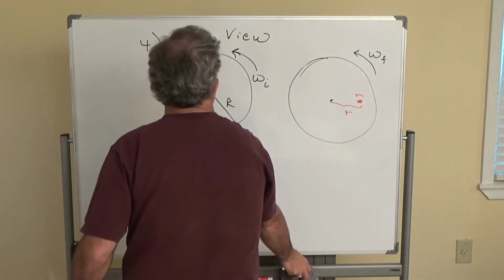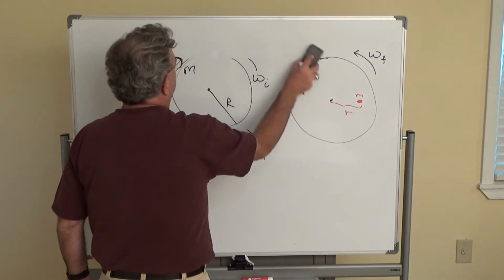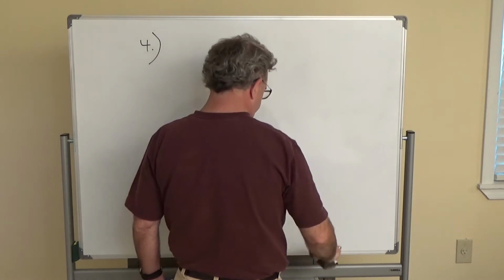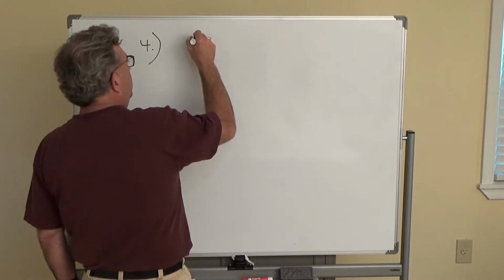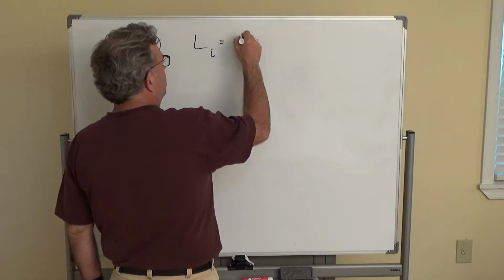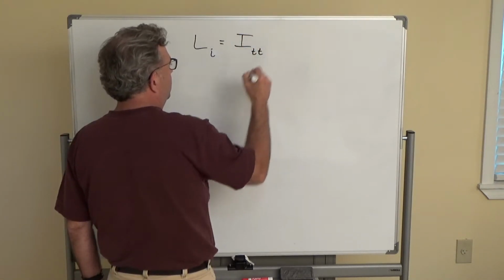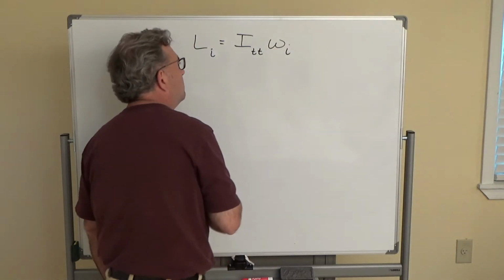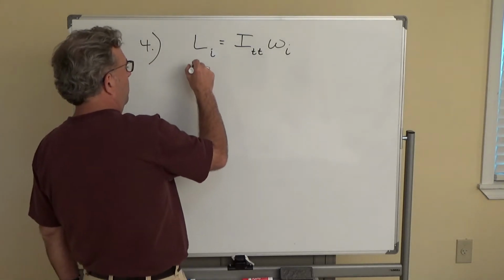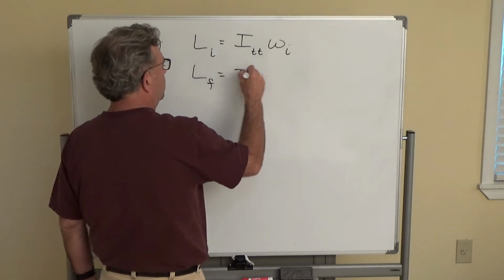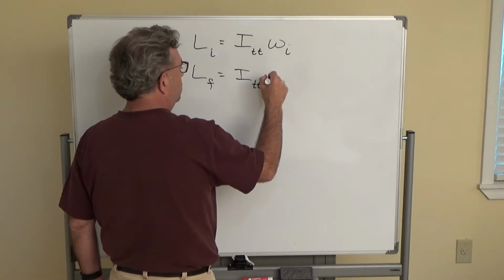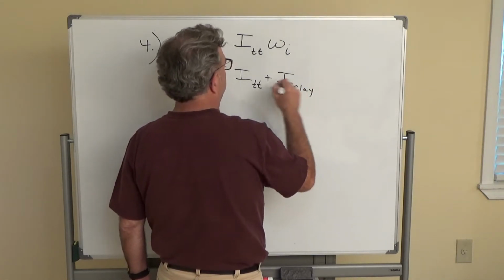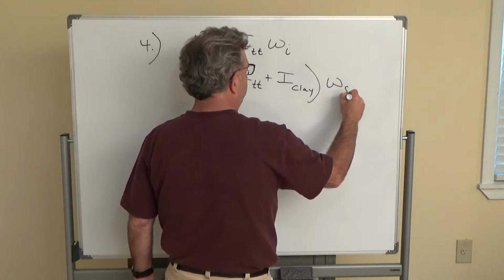So what is the initial angular momentum of the system? L initial is simply equal to I of the, I'll use TT, I of the turntable times omega initial. What's L final? L final is equal to I of the turntable, that didn't change, plus I of the clay times omega final.